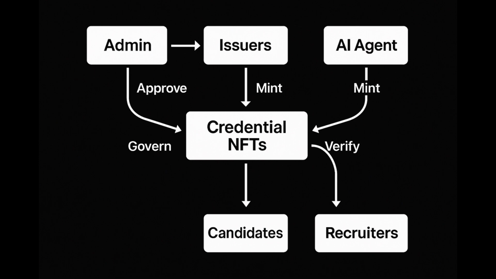Candidates collect credential NFTs. Issuers, schools and bootcamps sign them. Recruiters verify with one click. Admin governs plans and roles. And a Base AgentKit bot acts on chain when anyone types swap, fund, or mint.